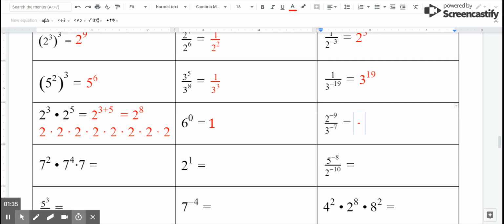So 2 to the negative 9th, that would go down in the denominator, but I would make it 2 to the positive 9th. 3 to the negative 7th starts in the denominator. To make it a positive 7, I need to move it to the numerator and just make it positive. So I just switch the location of those two exponents and also flip their signs.